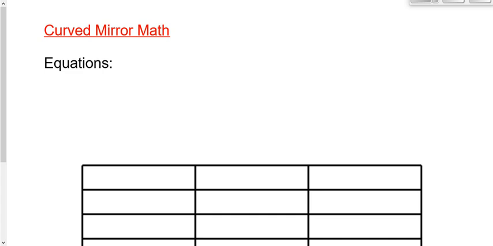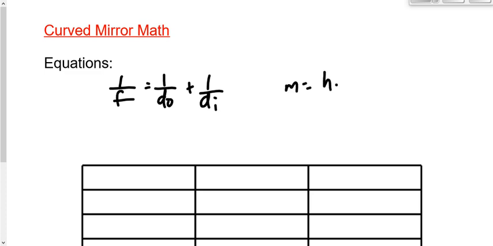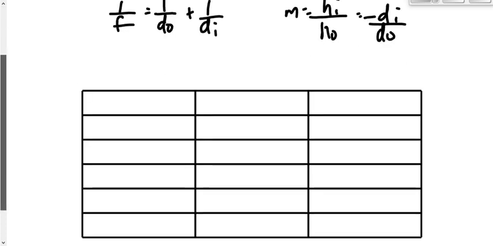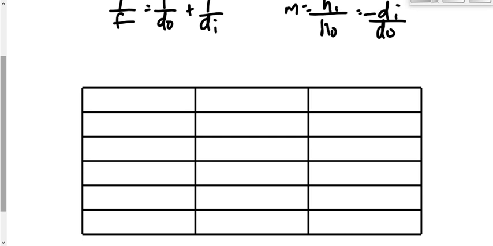We took a look at some mathematics yesterday. Had two equations, just like we did for lenses, except we're not calling it the lens equation, we're calling it the mirror equation. 1 over f is equal to 1 over do plus 1 over di. The magnification equation, hi over ho equals negative di over do. I'm going to go through this table real quickly, but it's going to be very, very brief.